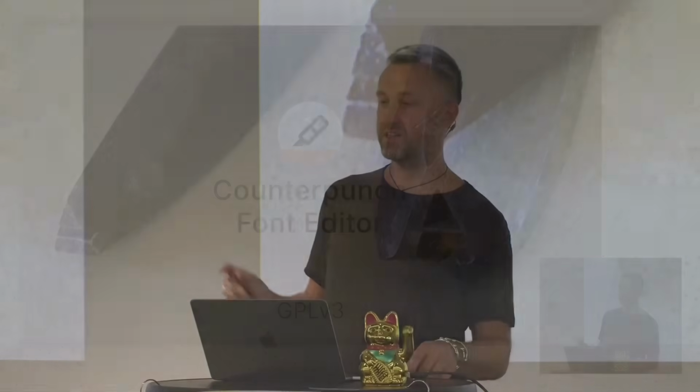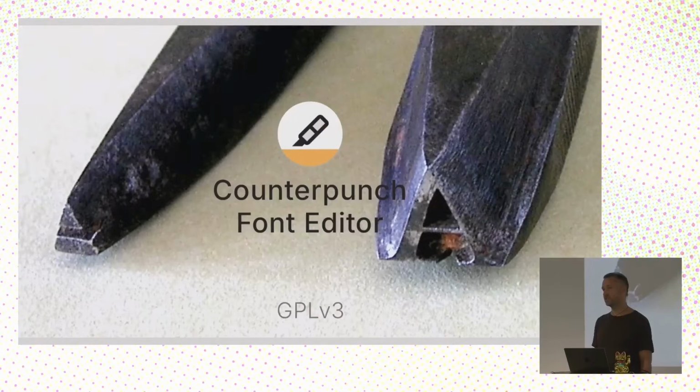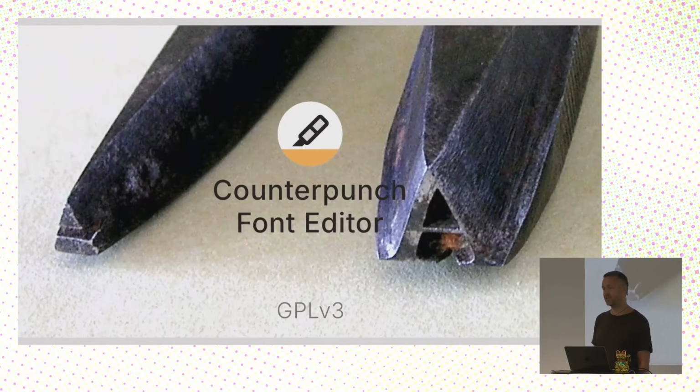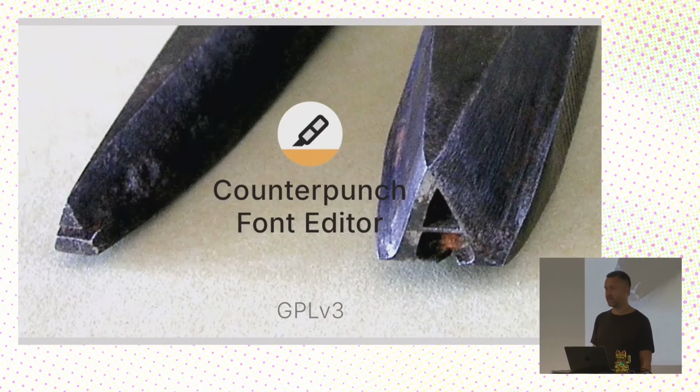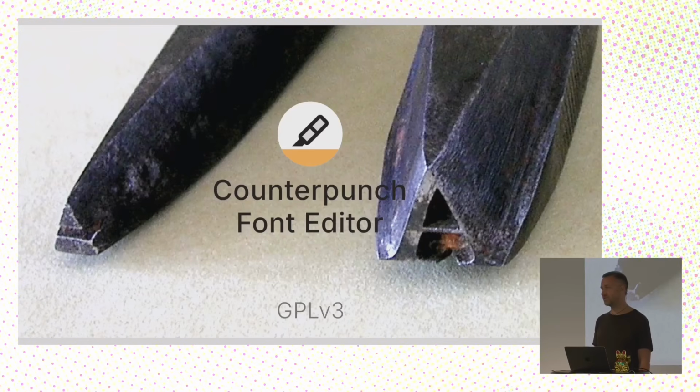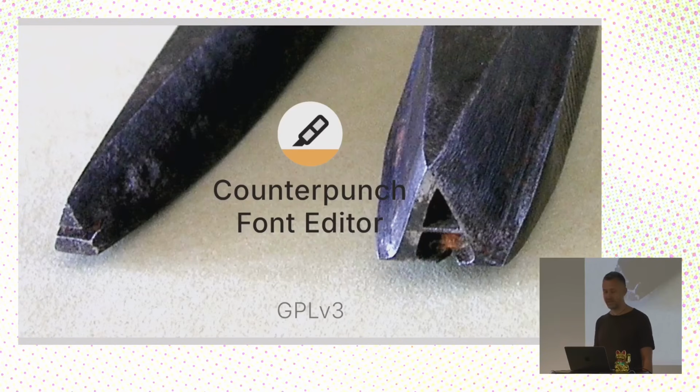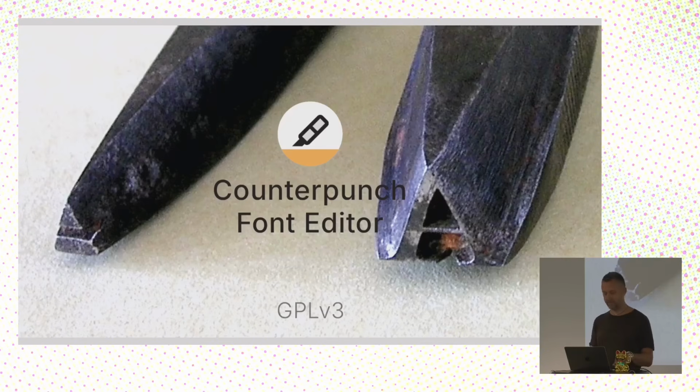Counterpunch is the name of the new font editor. The counterpunch is the tool you see here on the left. It's a tool from the metal type era when the counters, which are the inside shapes of letters such as the inside circle of the O, got punched into the punch, the actual punch here on the right. And the connotation with the boxing move of the same name is a pure coincidence.